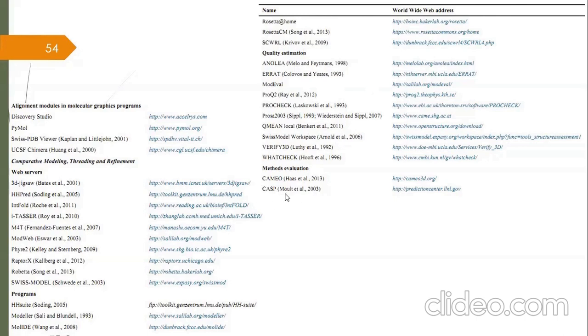And these are the methods evaluation. So these are some tools for methods evaluation as well. Go through these and you will understand easily what they are.